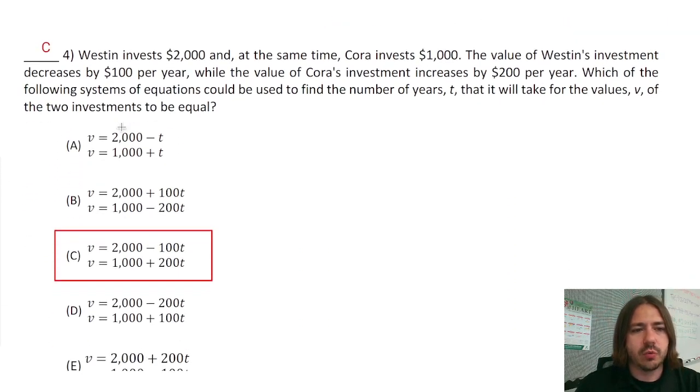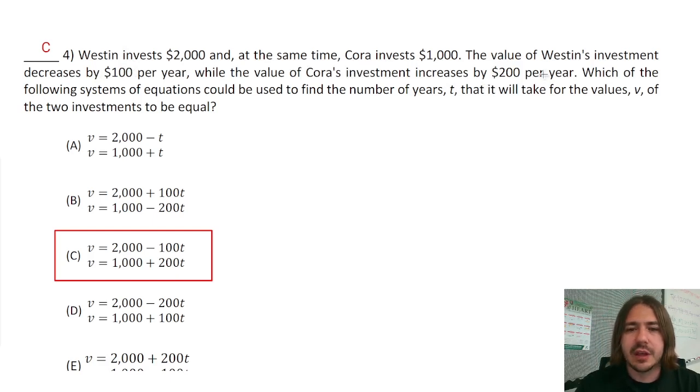Number 4 says Weston invests $2,000 and at the same time Cora invests $1,000. The value of Weston's investment decreases. Okay, so that means it goes down. We're going to subtract $100 per year, while the value of Cora's investment increases by $200 per year.